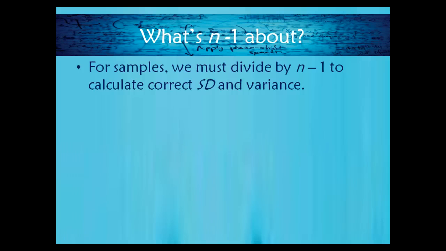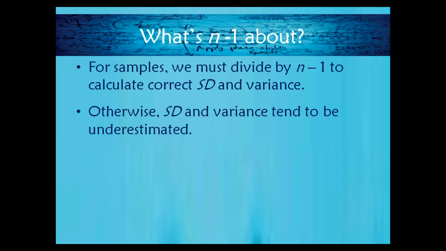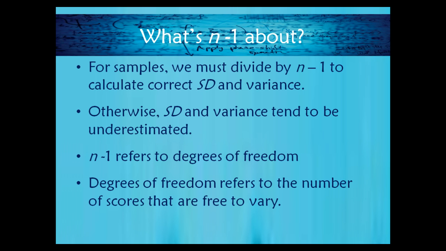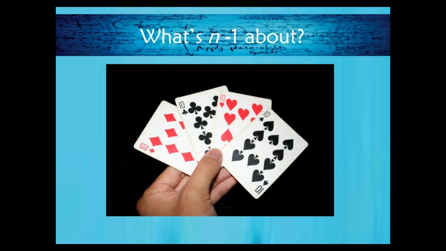So what's n minus 1 about? Why are we doing minus 1 all of a sudden? We must divide by n minus 1 to calculate the correct standard deviation and variance. Otherwise, our standard deviation and variance tend to be underestimated. So n minus 1 refers to our degrees of freedom. The degrees of freedom refers to the number of scores that are free to vary. And what do we mean by that?